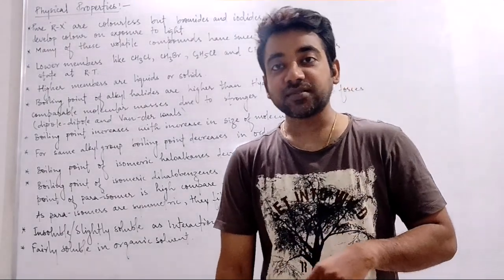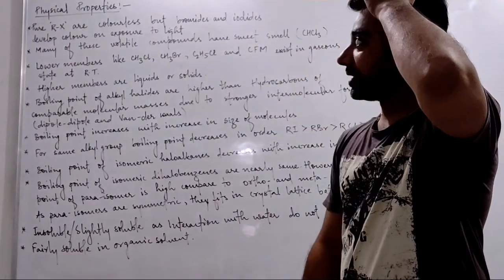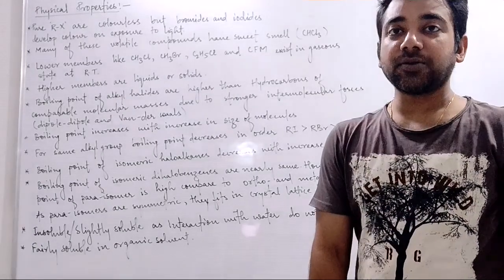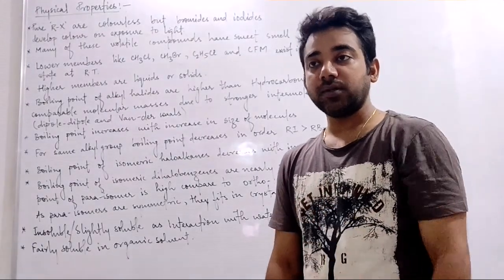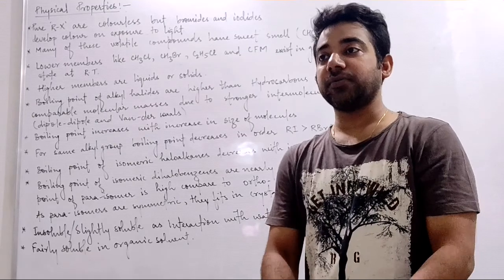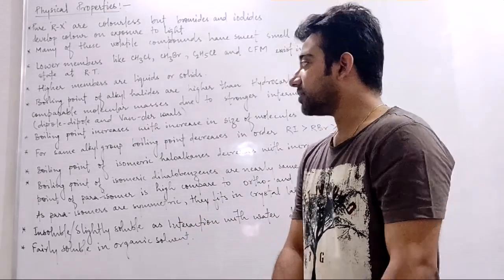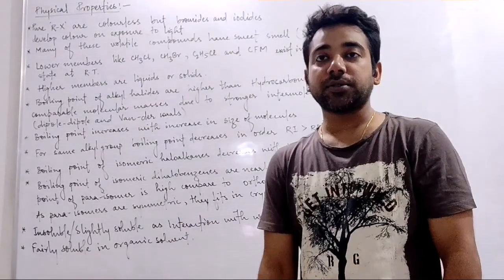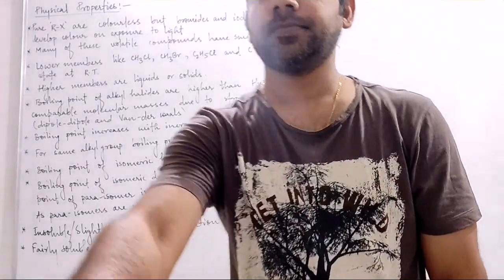Then if we talk about density of alkyl halides, many of the bromides and iodides are denser than water. अगर water में आप उसे add करोगे, they will form the bottom layer, क्योंकि इनकी density ज़्यादा होगी. Even polyhalo derivatives are of higher density.